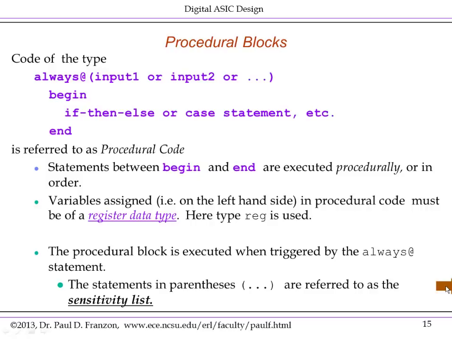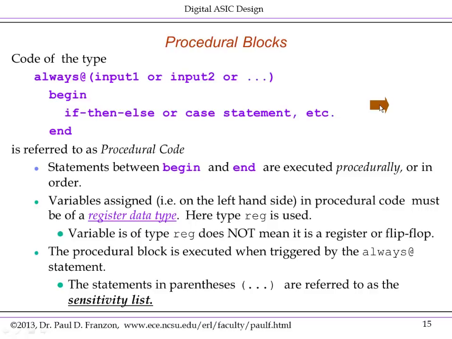But first of all, I'll just remind you that in general, code like this at the top, always at, a statement, maybe a begin and end after that if there are multiple statements after it, and then some series of statements, quite often if-elses or cases, but other things, is referred to as procedural code. It's called such because, just like in C, the code between the begin and the end is executed procedurally, that is in order. And I remind you that every time you assign a variable in a procedural block, it has to be a registered data type. The only synthesizable registered data type is reg, so everything assigned in this sort of block is of type reg.